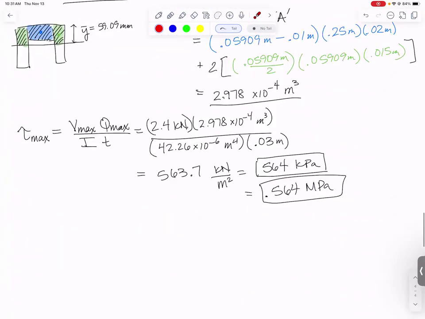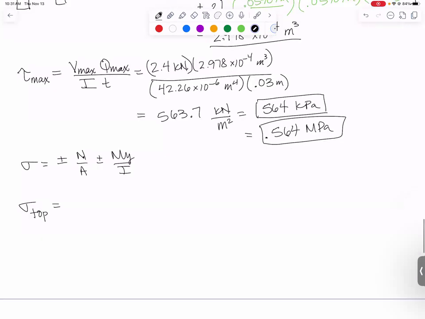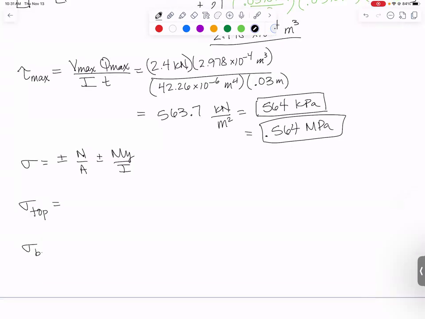Now we need to find the max normal stress. So remember our equation for normal stress was plus or minus N over A plus or minus My over I. I actually want to go and find the stress at the top and the bottom because I don't know where it's going to be bigger. So if we go to find the stress at the top, and then in just a second, we're going to find the stress at the bottom.